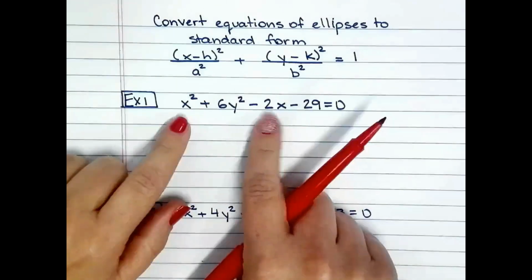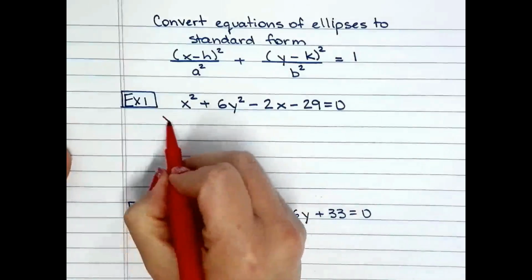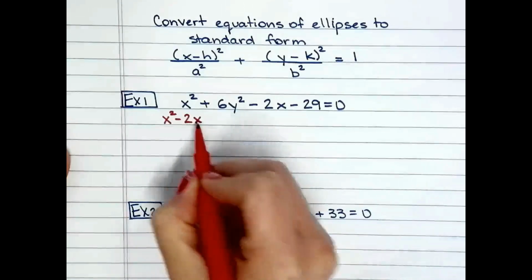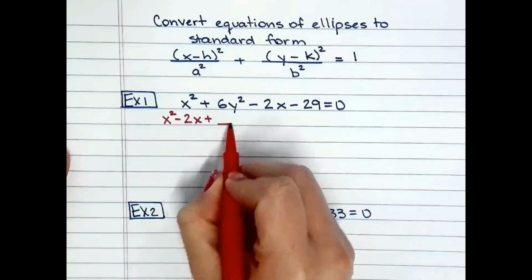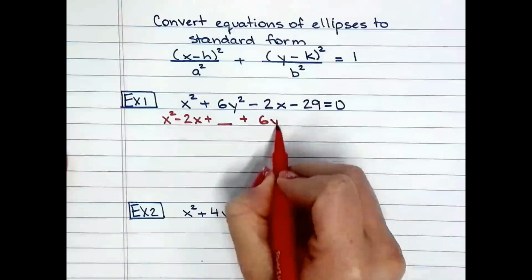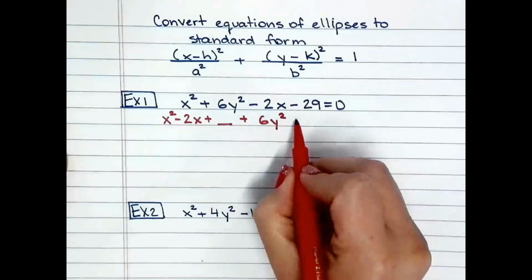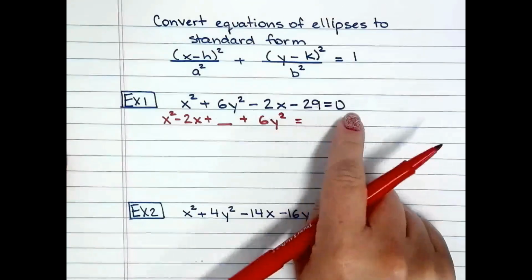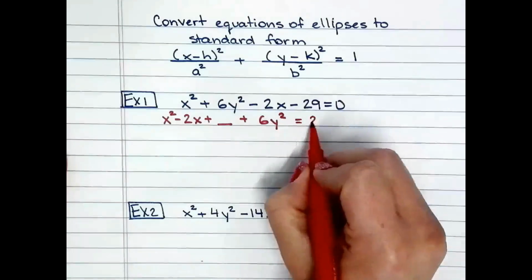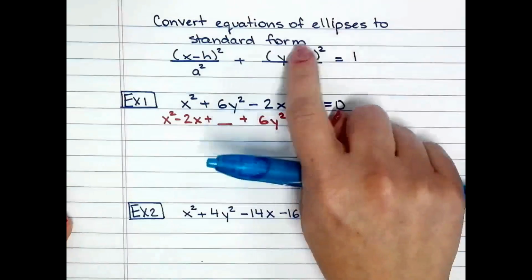So the whole point is, let's go ahead and put x squared and x together. And then we will have to end up completing the square right there. Plus 6y squared. I don't have another y over here. And we're going to move the constant over to the other side, so plus 29.